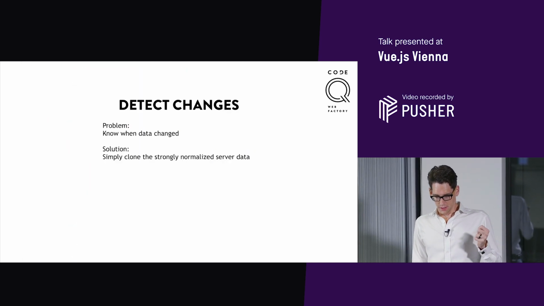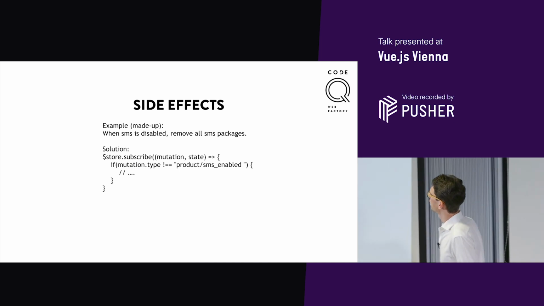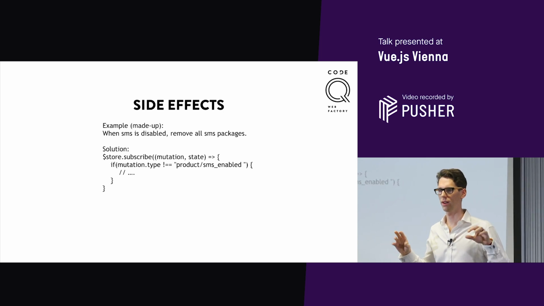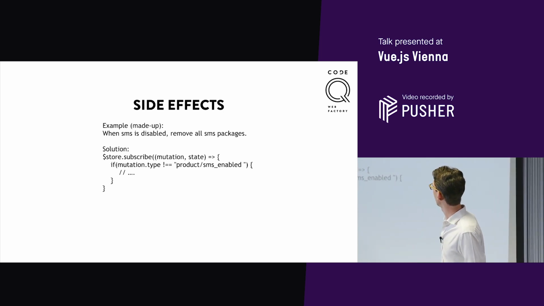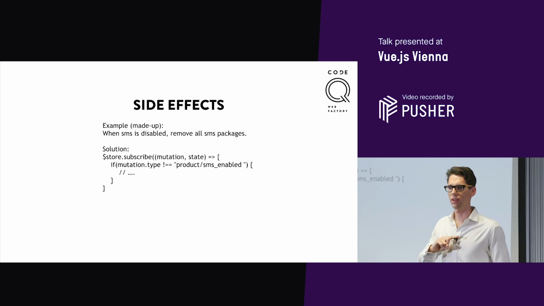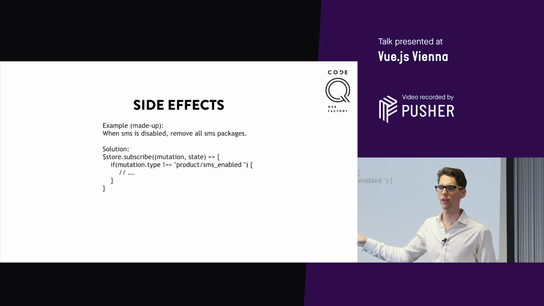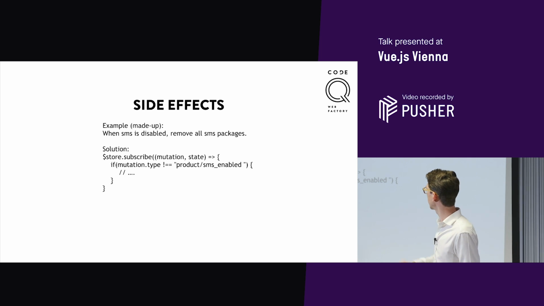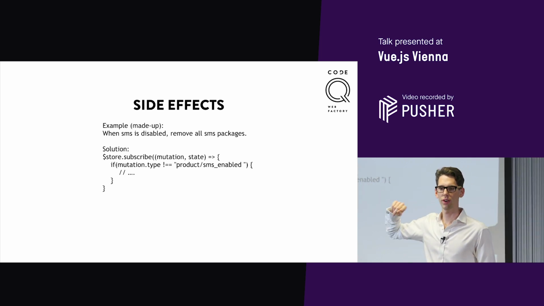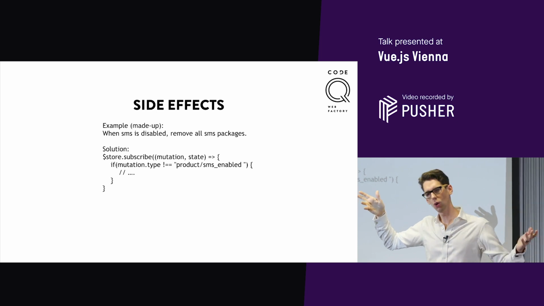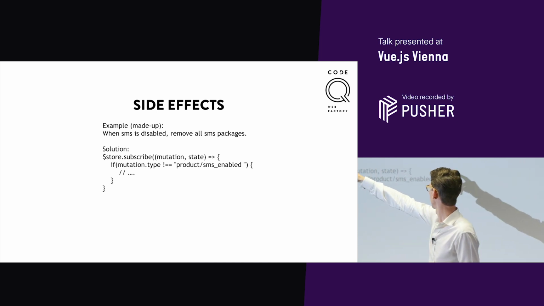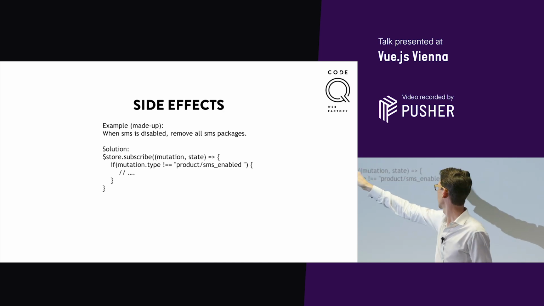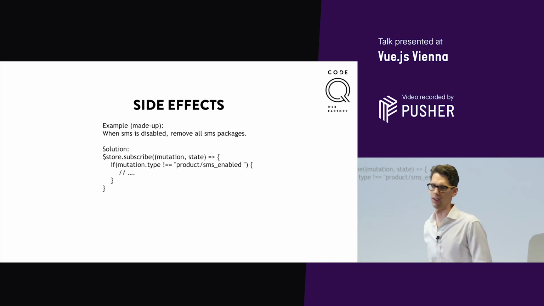Yeah, if you have this, you can do a lot of stuff. For example, let's say you have dependent things. So for example, that's a made up example, if I would disable SMS sending on my product, it would make sense to remove all the SMS packages. And this can be implemented then in the Vuex store in the subscribe, because I know only valid stuff is coming into Vuex. And so in Vuex I can say, hey, subscribe to any mutation of product SMS enabled, and then I'm just removing all the packages.